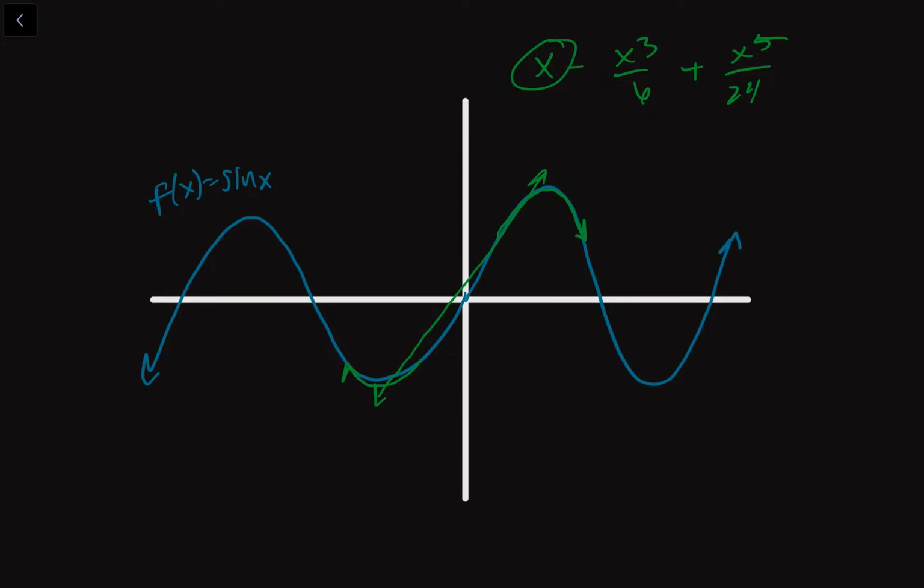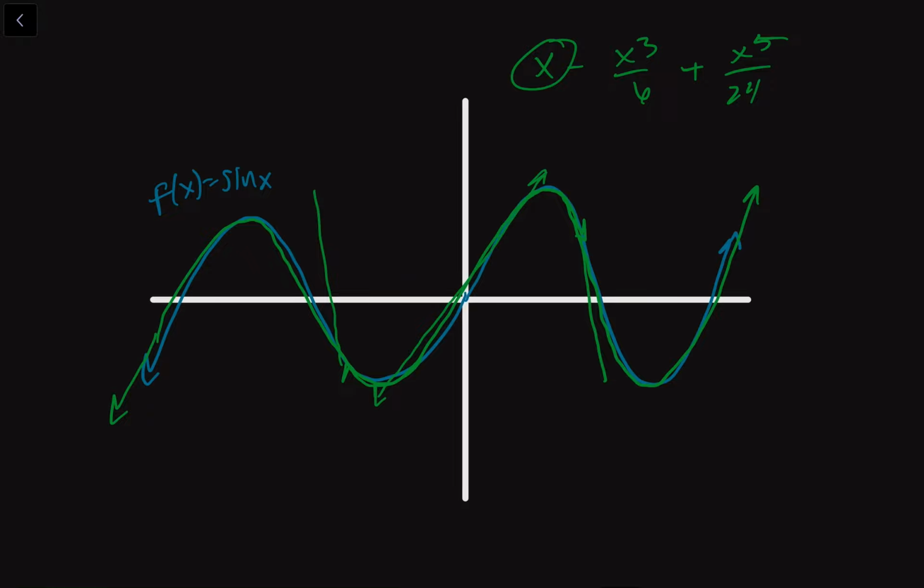That might be with two terms, right? It'll be a polynomial that looks like this. And as we add in more and more terms, it'll grab more and more of the curve of sine x or other kinds of functions centered about a certain point.